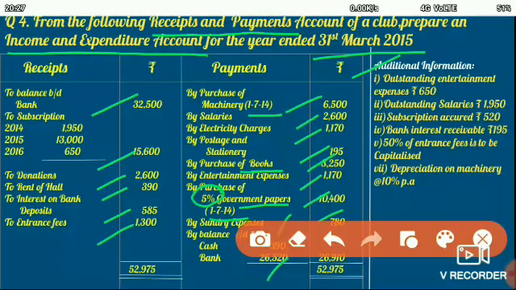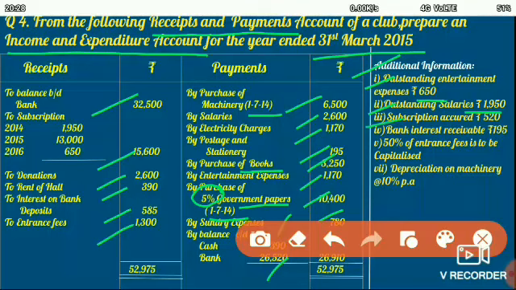Now let us see the additional information which is provided to us. The first information says number 1, outstanding entertainment expenses rupees 650. So the organization had an outstanding entertainment expense of 650. That means during the year the organization did not pay 650 rupees, which actually was an expense of the current year. Similarly, number 2, the organization had an outstanding salary of 1,950. That means this is an outstanding of the current year which the organization has not paid.